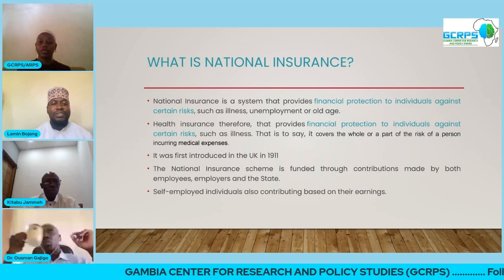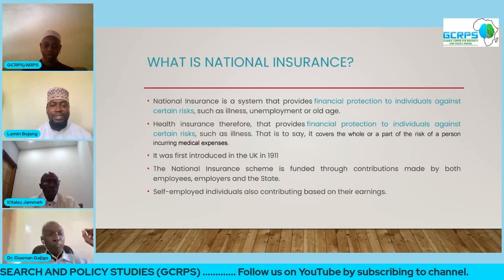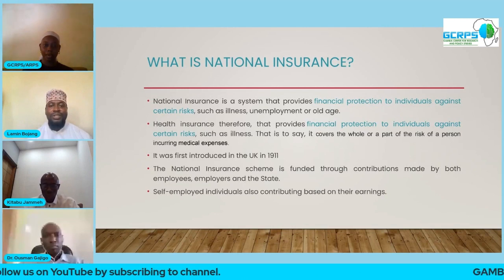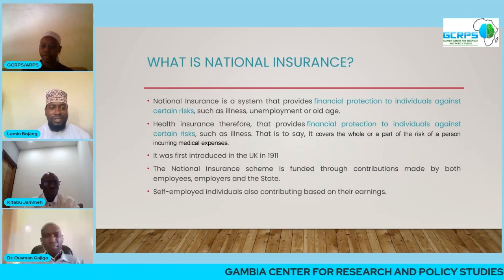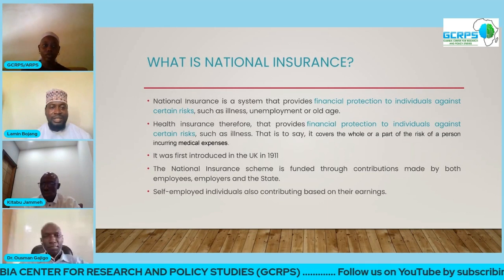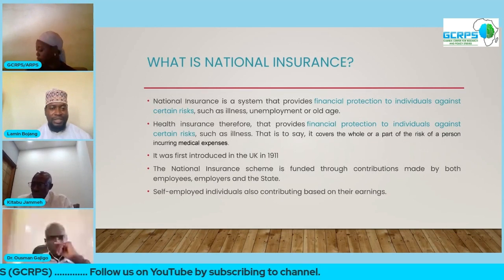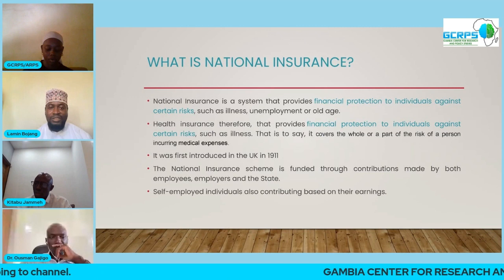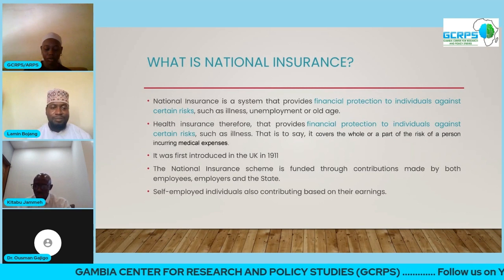First of all, you need to ask yourself, what is this concept we are talking about, which is national insurance? Basically, it involves financial protection for individuals against certain risks, such as illness, unemployment, or old age. Health insurance, therefore, provides that financial protection to individuals against certain risks, such as illness. In other words, it covers the whole or part of the risks of a person in foreign medical expenses.